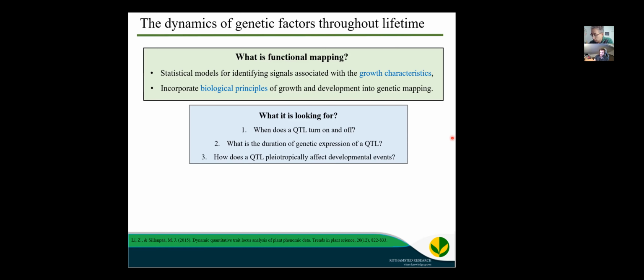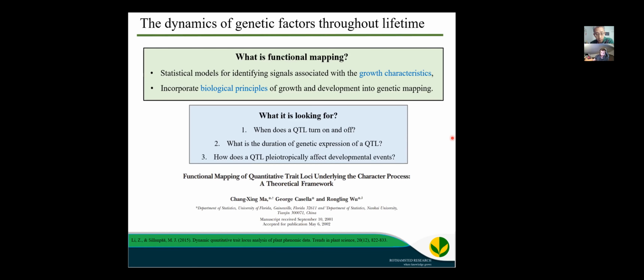And this type of model can answer many questions: when does the QTL turn on, turn off? What is the duration of the genetic expression of the QTL? As I would say, we have the transient QTL, which appears quite quickly and turns off, and the persistent QTL throughout the growth stages and so forth.